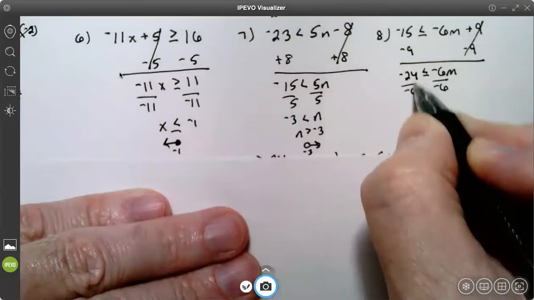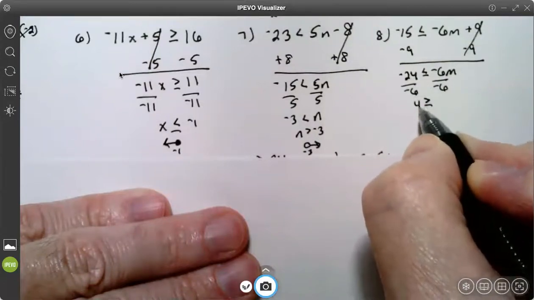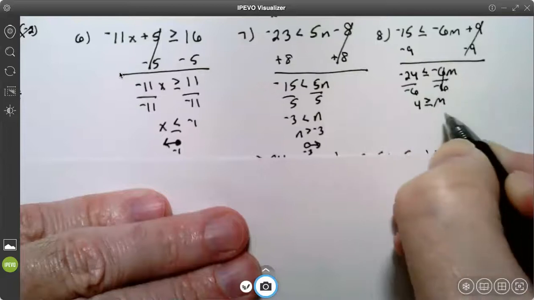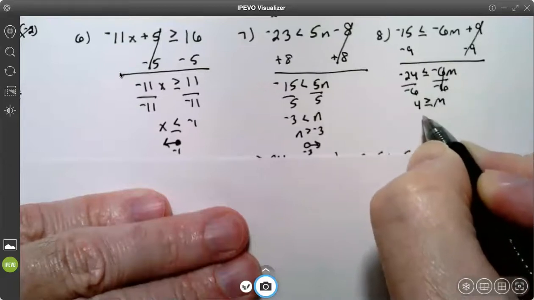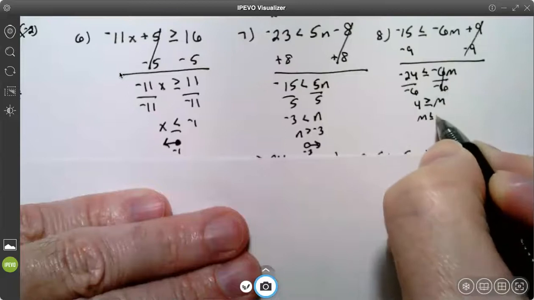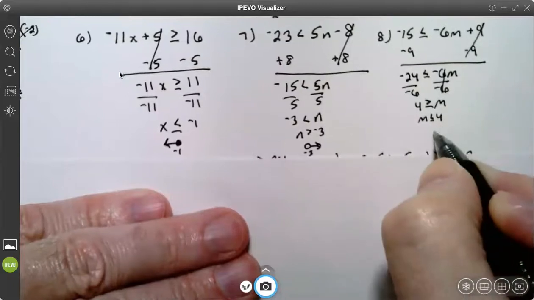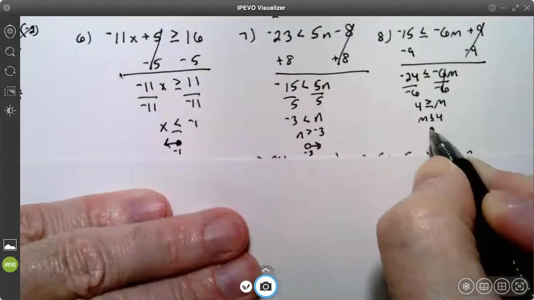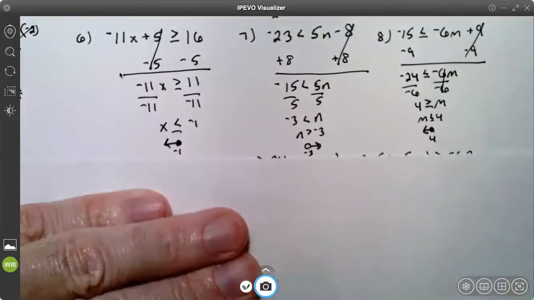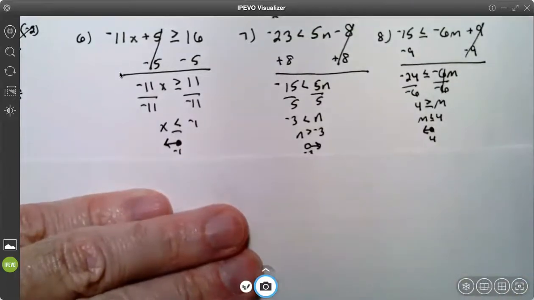Same sign, positive. 24 divided by 6 is 4. Those cancel out. M is less than or equal to 4. Let me write it on the left. So that should be closed circle to the left over the 4.